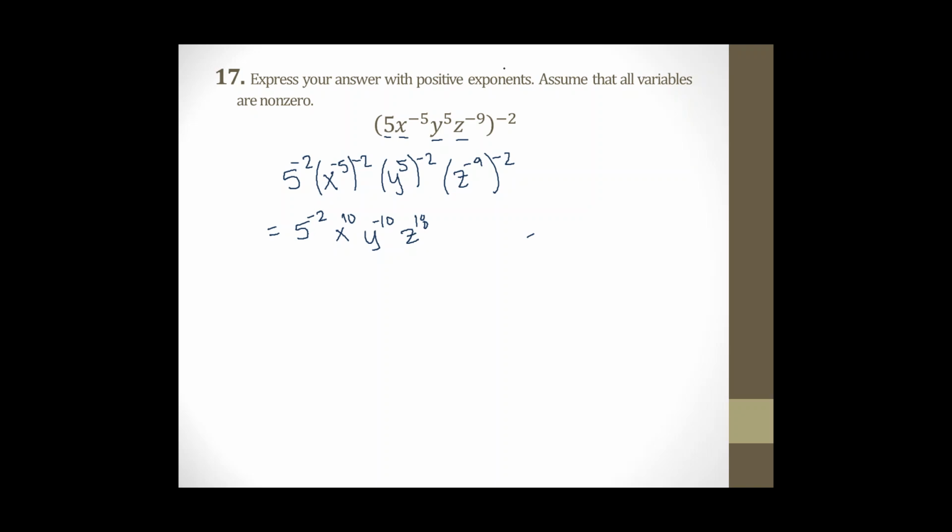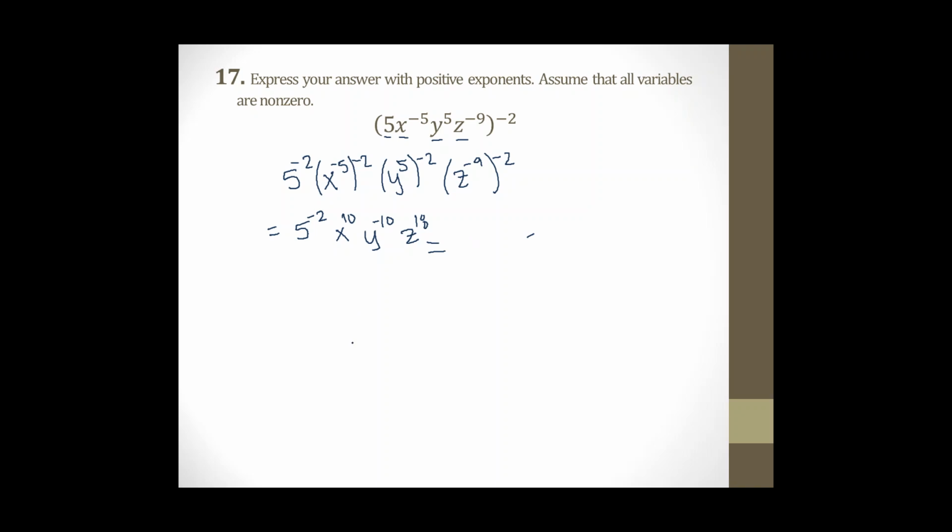Okay, so we want positive exponents. So we need to take care of our negative 2 exponent and our negative 10 exponent. In order to make them positive, I want to move them to the other end of the fraction. This is like a large whole number. They're all in the numerator, but I can make this 5 to the negative 2 have a positive exponent and this y to the negative 10 a positive exponent by moving them to the bottom. Now my x to the 10th and my z to the 18th already have positive exponents, so I don't want to move them.